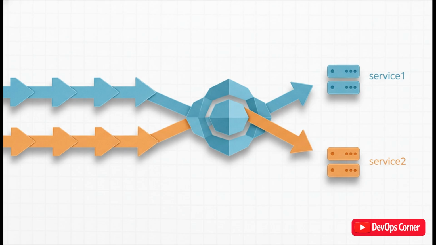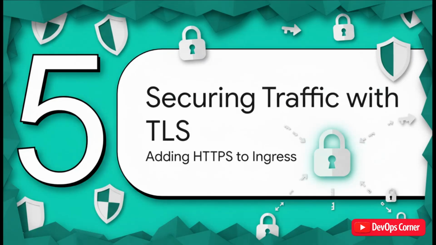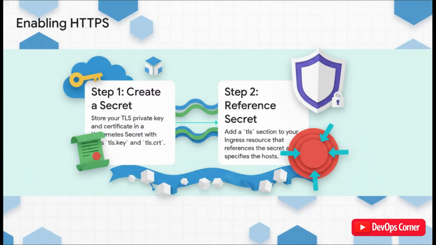Pretty cool, huh? So routing traffic is awesome, but you know what's not awesome? Plain, unencrypted HTTP traffic. In the modern world, we need HTTPS, and luckily, Ingress makes handling TLS security super simple. You might think this is going to be complicated, but it's really just a two-step dance. First, you take your TLS certificate and your private key and you bundle them into a standard Kubernetes secret. The only trick is you have to name the files inside the secret tls.crt and tls.key.